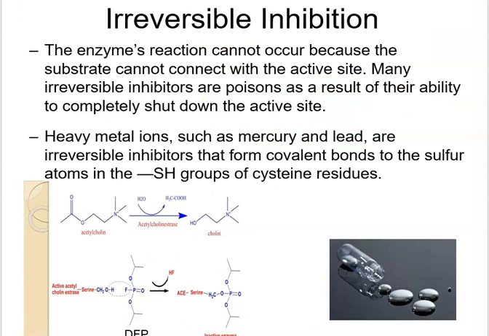Some inhibition can be very detrimental for a protein or an enzyme and can be irreversible. This is an example where heavy metal ions can lead to the binding of active sites and permanent activity defects, where basically the only way to change that is to completely recycle the entire protein and make a new one.